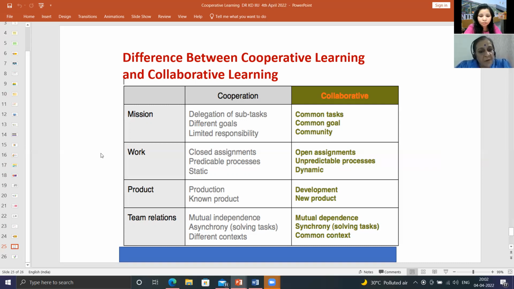So, team relation. What type of team relation in cooperative learning? That is mutual independence, asynchronous, solving tasks, and different contexts. While in collaborative learning, mutual dependence, they are dependent on each other. Synchronous solving tasks. They are moving towards solving the task, not completing the project. And common context, they have to work on a common context.